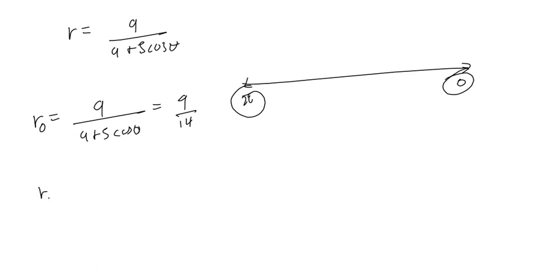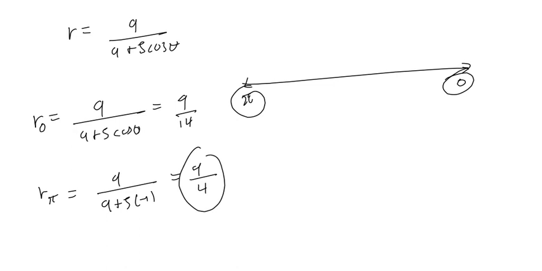If you substitute theta with pi, this is going to be equal to 9 over 9 plus 5 cos pi, which is minus 1, that will be equal to 9 over 9 minus 5, which is 4. So between these two values, one of them is maximum and one of them is minimum. Just pick the one that is big, and I believe it's this one here. So this was what your quiz was all about.